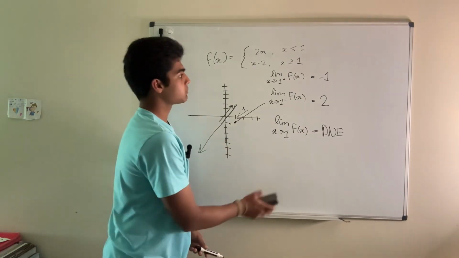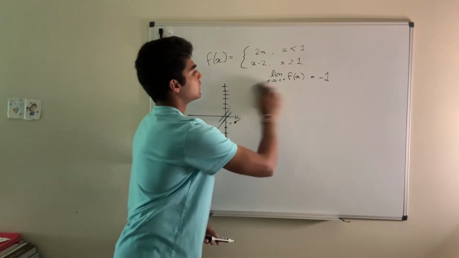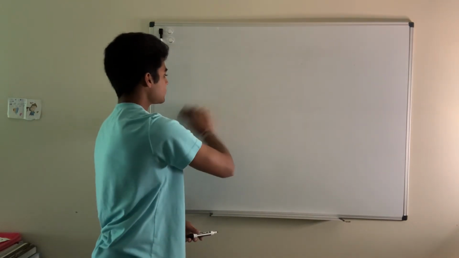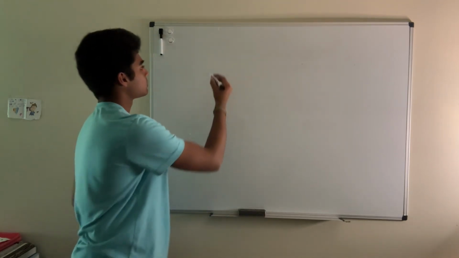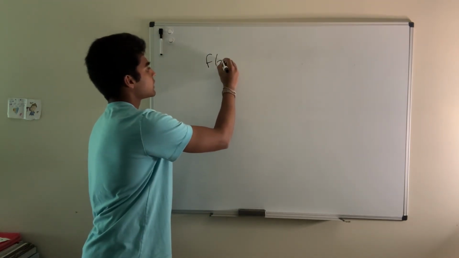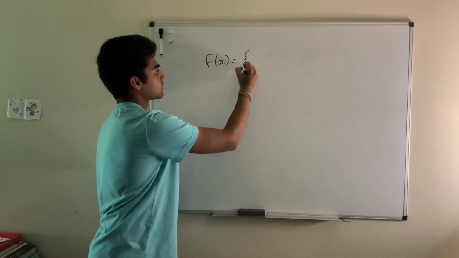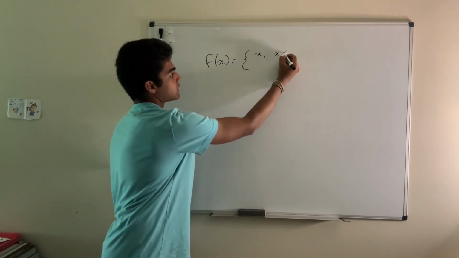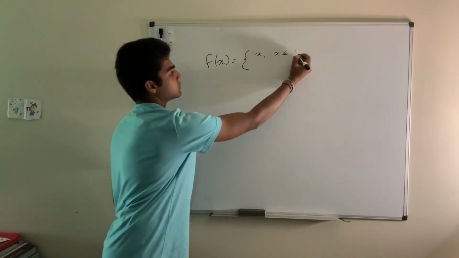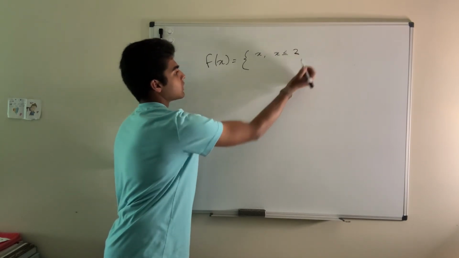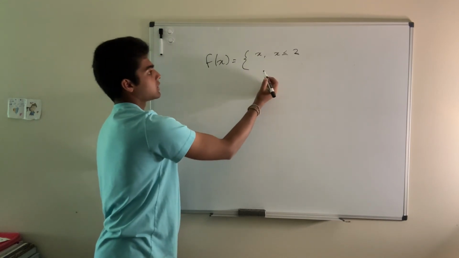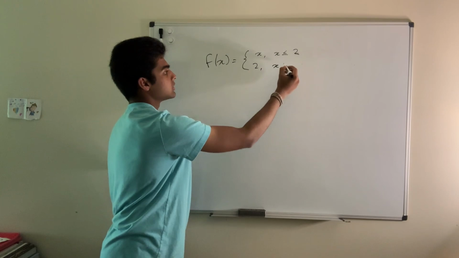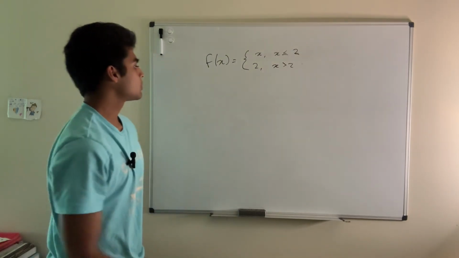And one last example, we can say another piecewise function, and suppose we'll do a simple one. f of x equals x when x is less than or equal to 2, and we'll just say 2 when x is greater than 2. So what would this look like?